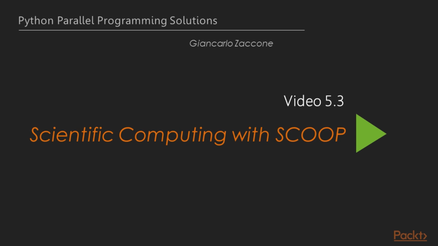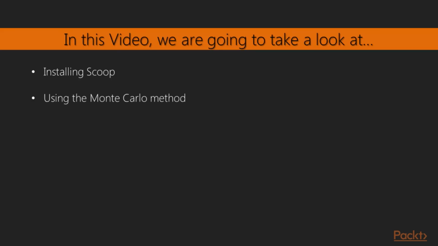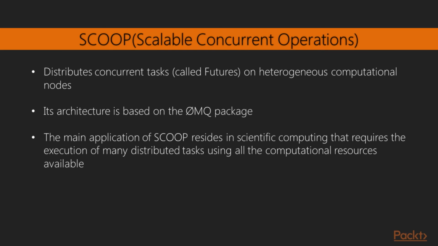In our previous video, we saw how to create a task with Celery. Here's the third video, titled Scientific Computing with Scoop. Scalable Concurrent Operations in Python, or Scoop, is a Python module to distribute concurrent tasks, called futures, on heterogeneous computational nodes. Its architecture is based on the ZeroMQ package, which provides a way to manage futures between the distributed systems.